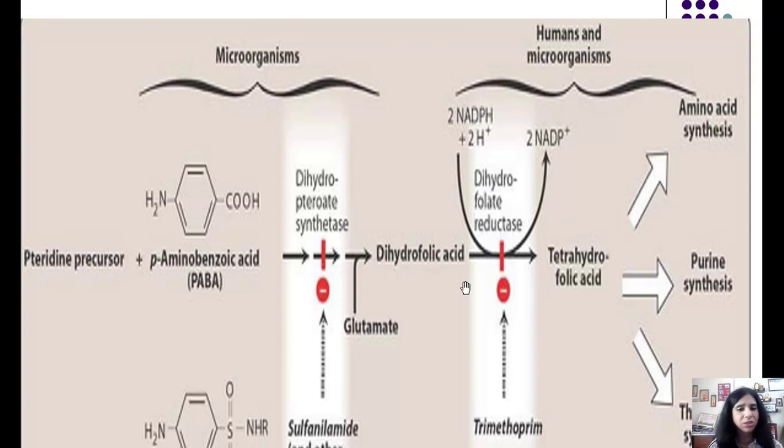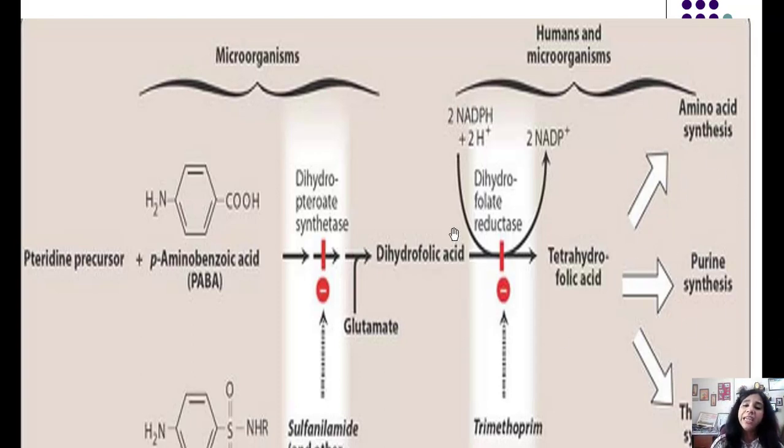And since we are reading the human part also, humans take dihydrofolic acid from the diet. They don't synthesize their own dihydrofolic acid. That means they don't have this enzyme dihydropteroate synthetase. It is of no use in humans. But the enzyme common between the microorganisms and humans is dihydrofolate reductase, which is present both in humans and microorganisms and converts dihydrofolic acid to tetrahydrofolic acid. So if tetrahydrofolic acid is formed, there is going to be adequate purine synthesis, amino acid synthesis, and thymidine synthesis.